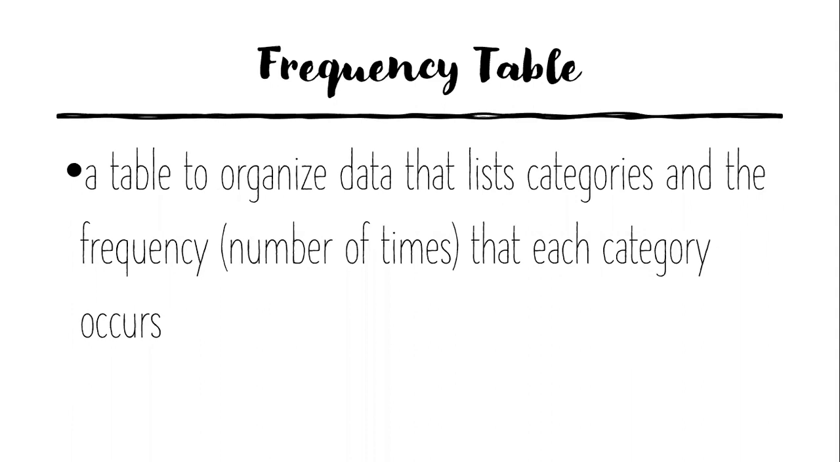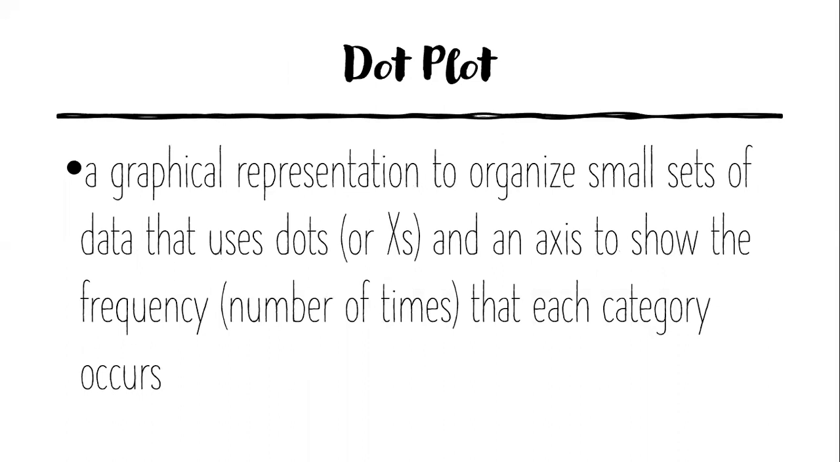Frequency table: a table to organize data that lists categories and the frequency, the number of times that each category occurs. A dot plot: a graphical representation to organize small sets of data that uses dots or X's and an axis to show the frequency, the number of times that each category occurs.